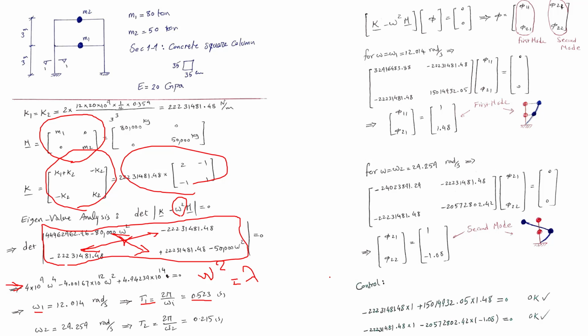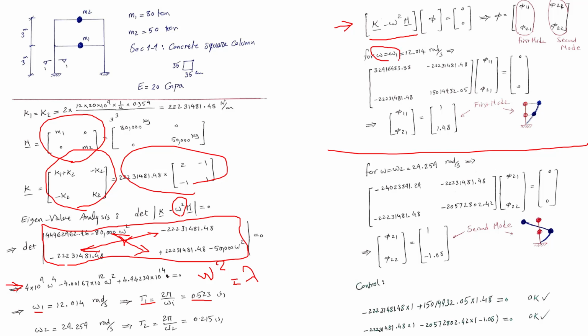For each eigenvalue, we have eigenvectors as well. So the right-hand side here, if you take a look at here, the aim is to calculate the eigenvectors of the problem. And for that purpose, again, copy and paste this matrix here, which is K minus omega squared M, multiplied by phi, which is the eigenvector, equal to 0. So we need to repeat this 2 times. This is 1 time and this is 2 times.